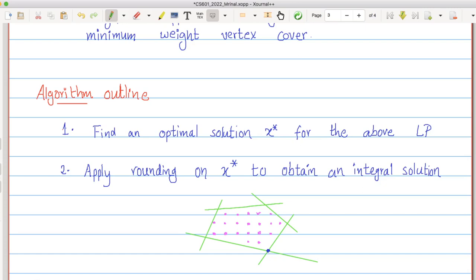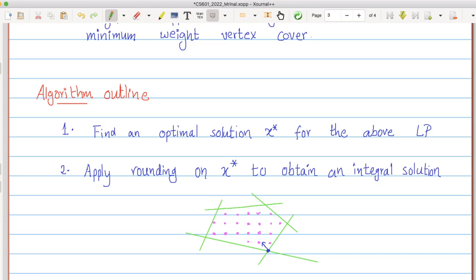So maybe we go from this blue point to this pink point, right? And that's an integral solution, and because it's inside the feasible region, it would be a vertex cover. And because it's close enough to the LP optimal solution, we are hoping that it's also close enough to the optimal vertex cover, right? It might not be the optimal vertex cover, but we are hoping that it is close to the optimal vertex cover. Okay, so maybe the optimal vertex cover is here somewhere, right? So that's the rough idea.